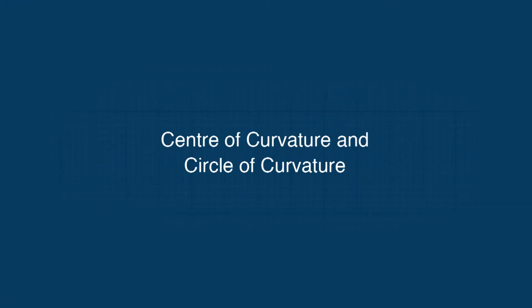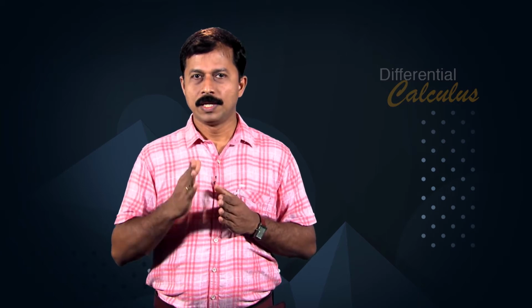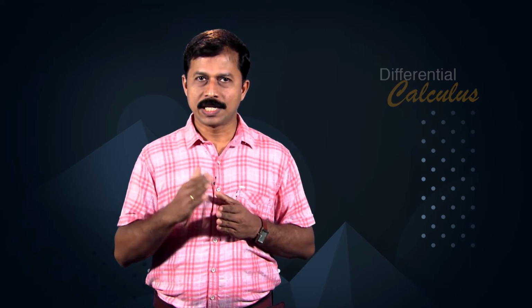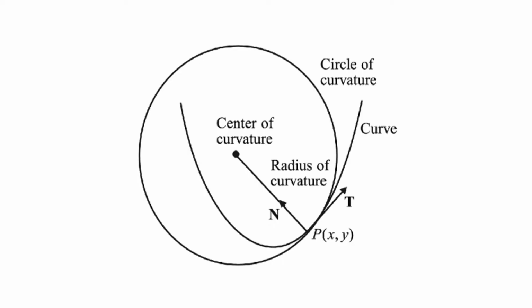We first discuss center of curvature and circle of curvature. The center of curvature at any point P of a curve is the point which lies on the positive direction of the normal at P and is at a distance rho from it. The circle whose center is the center of curvature and the radius is rho is the circle of curvature for P.